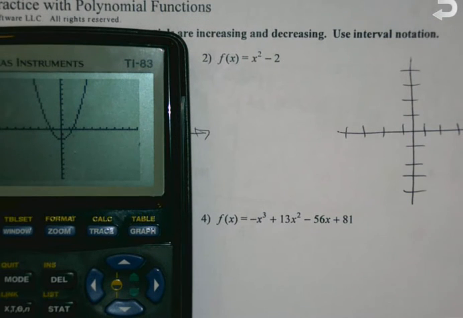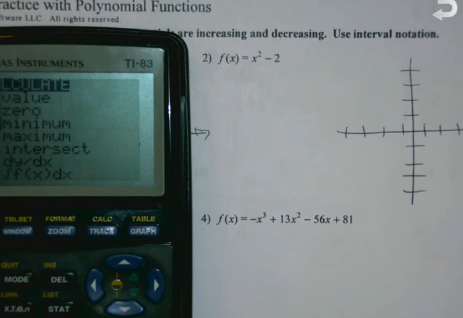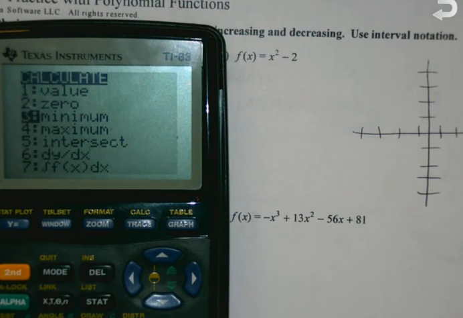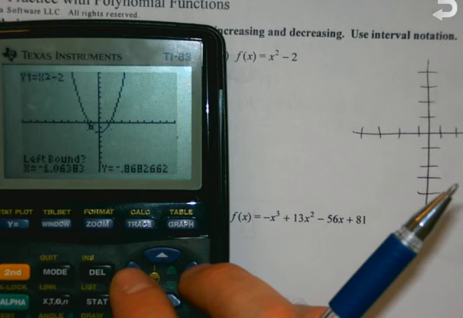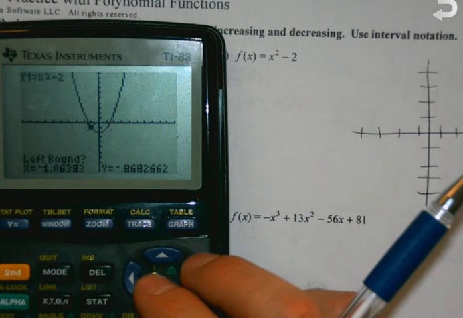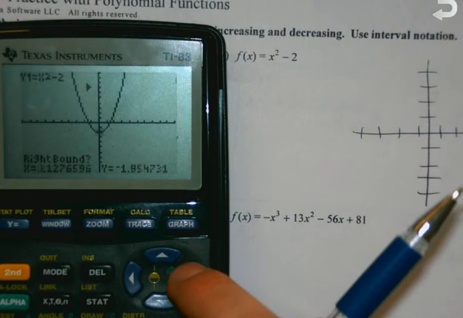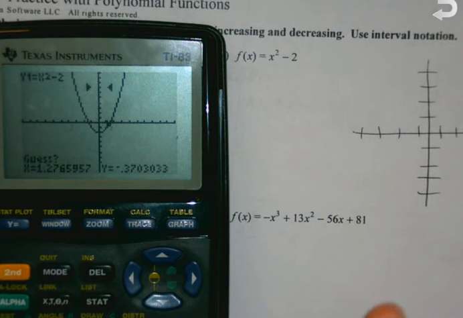Okay. So what do I notice right away? Do I have any maxes? Do I see any hill-type shapes? No. I see a valley down here, though. So I want to know where that is. So I'm going to go to my minimum screen. Okay, so my second trace, down to minimum. And I got to trap that lowest point in. So anywhere over here to the left, I'm going to hit enter. And then I'm going to arrow over until I'm on the right side of it. And I'm going to hit enter twice because it does that guess thing.